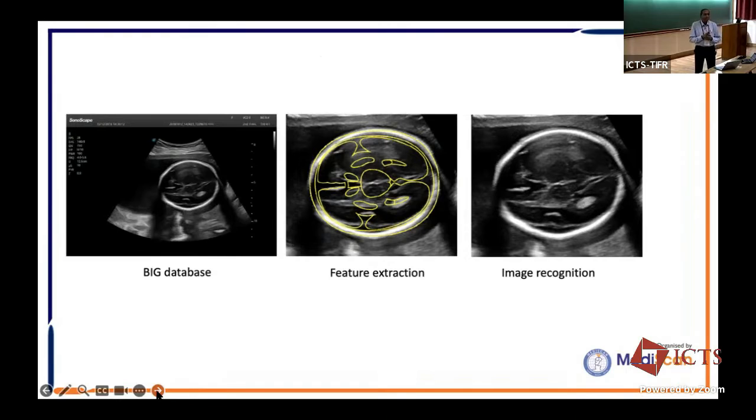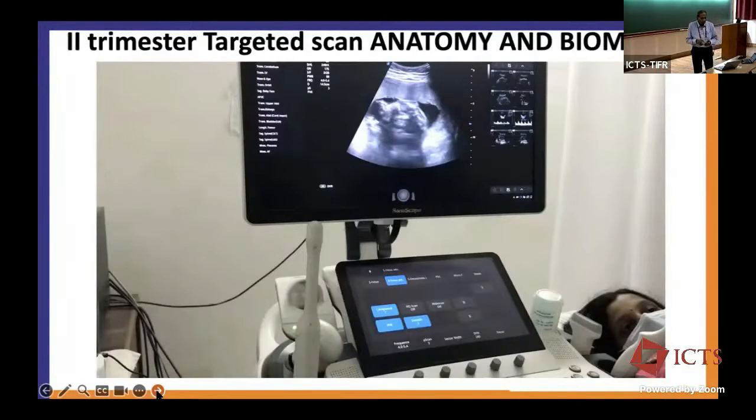Let's give some examples here. So we have collected images like this, millions of images over the years. Now this is given to a big database, and then they have done some feature extraction, and now they're able to recognize every part of this image. Not only every part of the image, you can also automatically label the image, measure it. It can give you everything at this point. So I'm going to do the second trimester targeted scan and watch what the machine does.